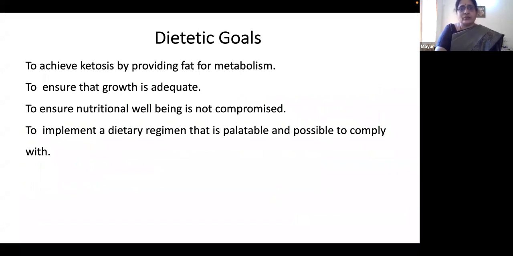The dietetic goals, obviously, are to achieve ketosis by providing fat for metabolism, ensuring that growth is not compromised, and ensuring nutritional well-being as well as sustainability. It's very important. Initially, maybe they'll do well, maybe the child is cooperating, but on a long-term basis, if the same recipes or the same ratio are continued, then it is very difficult to follow. There will be a drop in ketosis, and thereby we come back to square one. So palatability is what we normally focus on, and compliance issues can also be managed on a one-to-one basis.